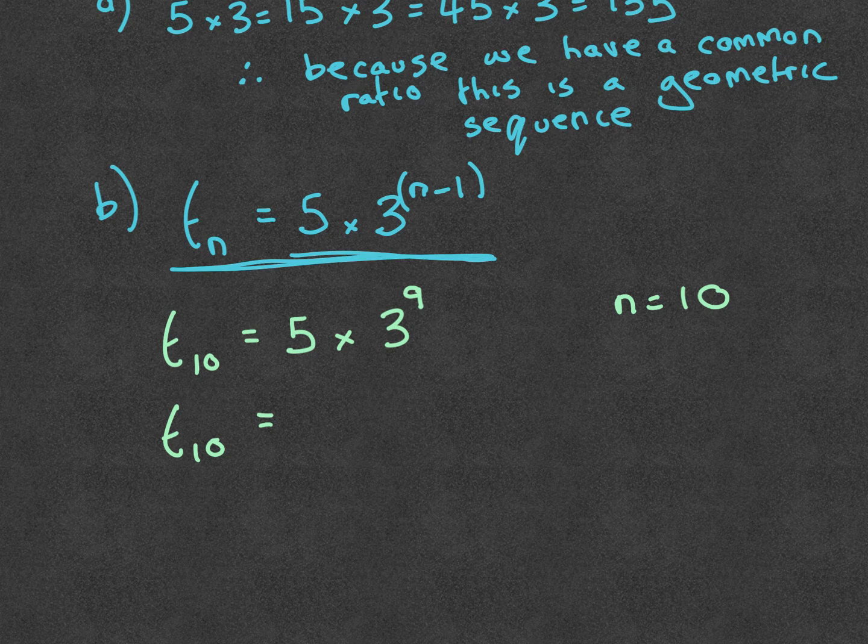So our term number 10 is going to be equal to 5 times 3 to the power of 9. So if I quickly do that, 3 to the power of 9 multiplied by 5 is going to be equal to 98,415. So that's going to be the 10th term in this geometric sequence here.